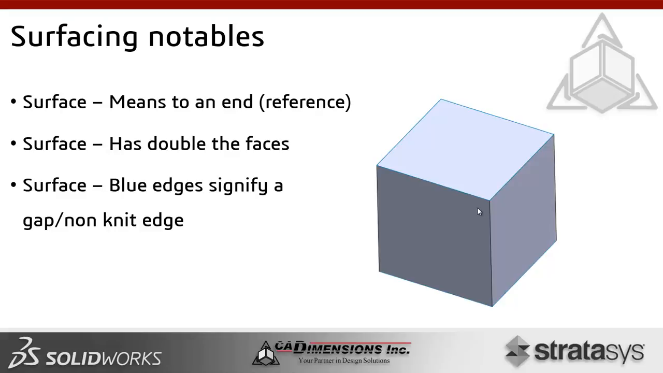Also, the blue edges signify a gap or a non-knit edge. Taking a look at the cube on the right-hand side, you can see that the front face and the right face are connected based on this little black edge through here, but the top surface is blue, which signifies that these are either open or non-knit. Here at the top, you can see we do have a surface, but it is non-knit. On the bottom, it might just be completely open or non-knit. So it's a way for you to determine if your surfaces are not lining up or anything like that.